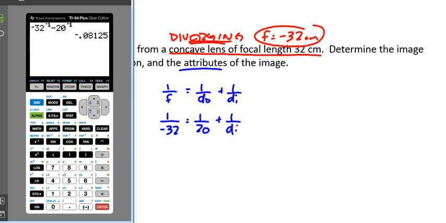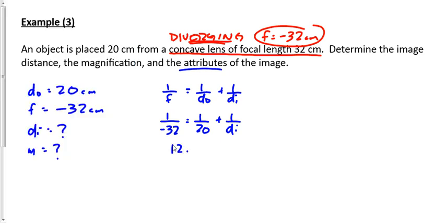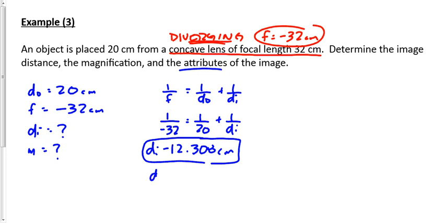That's not DI, that's 1 over DI. So let's flip that over now. You're hitting x to the minus 1 to get the value of DI. DI works out to be negative 12.308 centimeters. We should have actually rounded that to 2 digits, but we have the unrounded number in case we need that for a calculation later on.